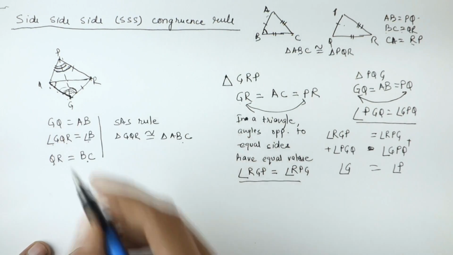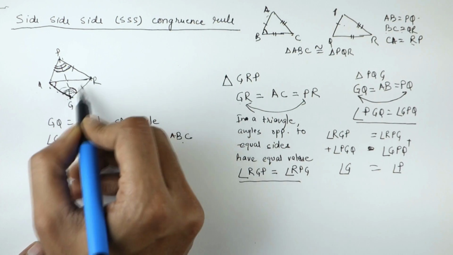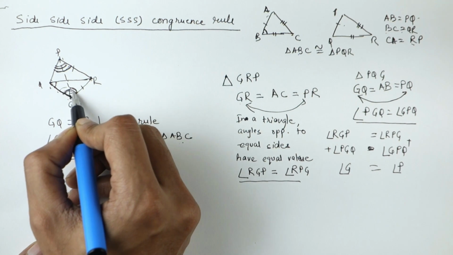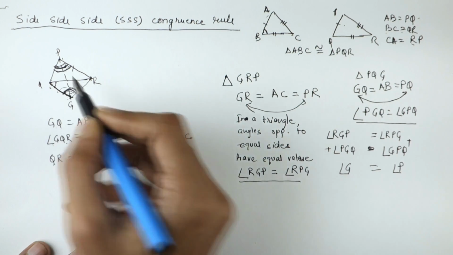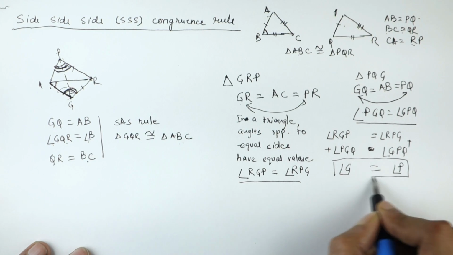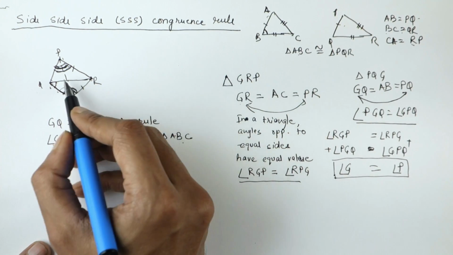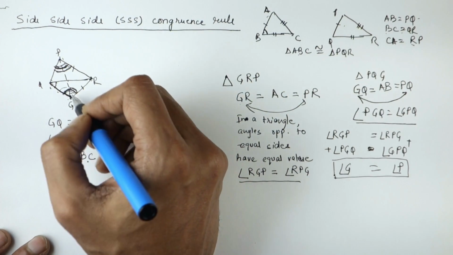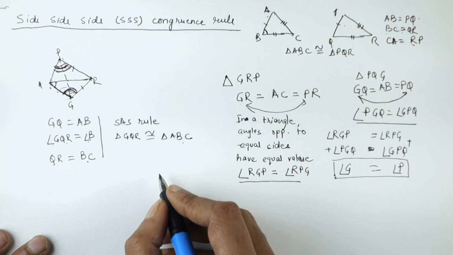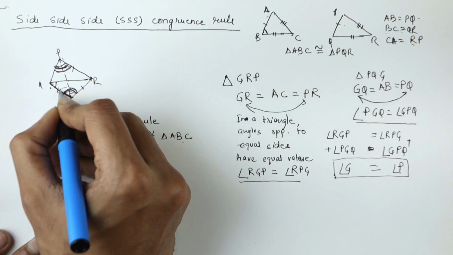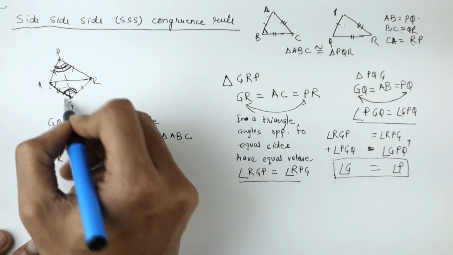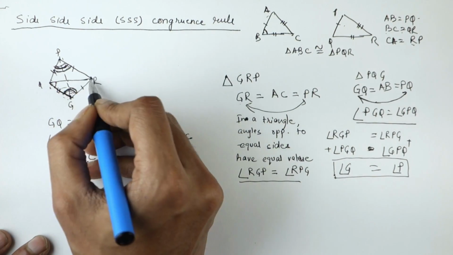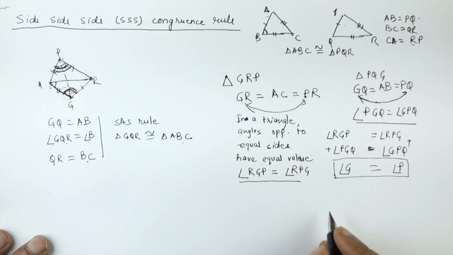Now coming back, looking at these two triangles GRQ and PRQ, we have proved that these two angles are of the same value. So angle G is equal to angle P. That is the first step. Second, we have to look at the sides. We know that this side is equal to this side. So GQ is equal to PQ. And we know that GR is equal to PR, which we have already proved.